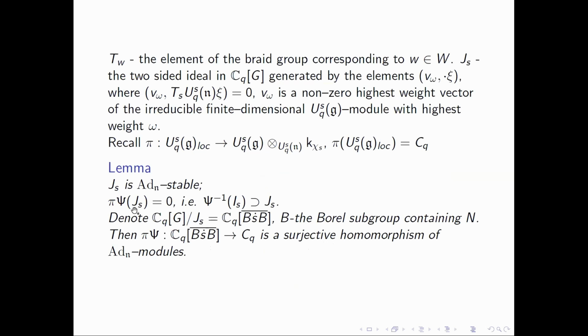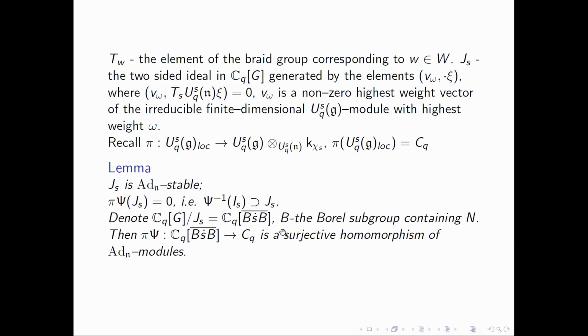So then the result is that the image of this ideal under psi projected by pi onto this module is equal to 0. So at least this ideal JS is not larger than my ideal IS, and it turns out that it's already enough. It's big enough already.